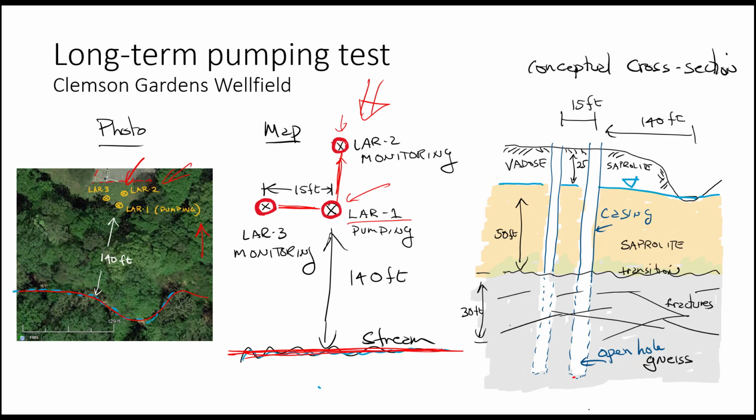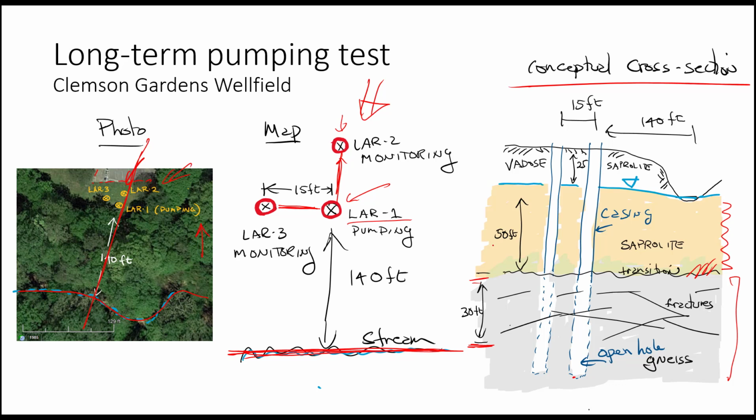And then if I were to do a cross section going around like that, perpendicular to the stream, it would look something like this. This is just a conceptual cross section. You can see I just drew it by hand, but it gives you a little bit of an idea of what the subsurface is like. We've got saprolite, and then there's a transition zone here, and then fractured rock underneath it. And the upper 30 feet or so of the rock has significant fractures, a fractured rock aquifer.